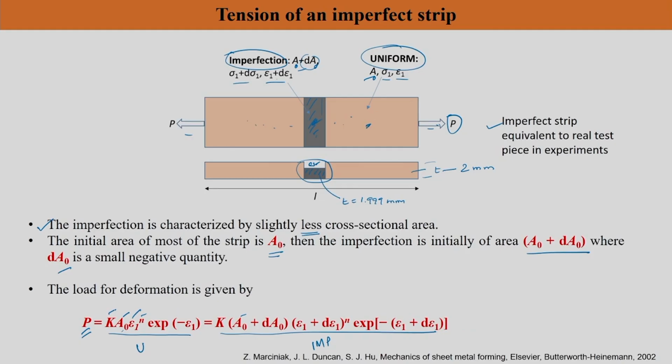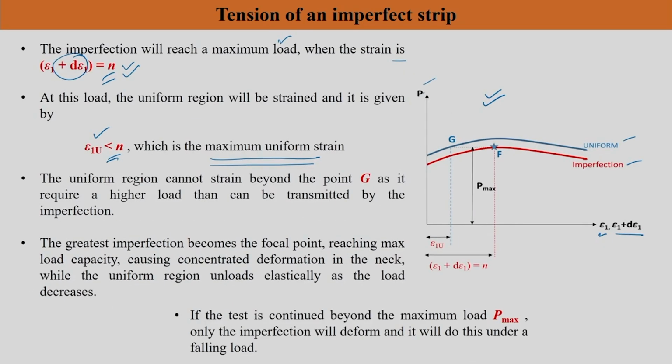That is why you are going to have the same properties, K, n, all are going to remain the same in both the locations. Material is same. Only thing, there is an imperfection at the center. You can imagine it like that. So, we are going to have load versus strain for the uniform region and load versus strain for the imperfect region, and this is the way it looks.